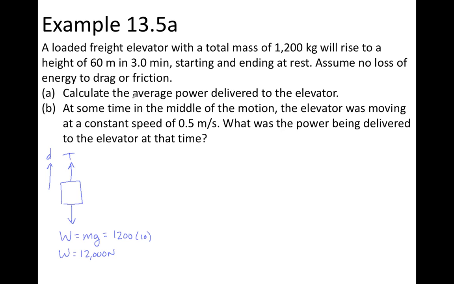Now, if we want to find the average power delivered to the elevator, in this case we're going to use that power is energy per time. And the energy that we're talking about is the gravitational potential energy that the elevator gains. In order for that to happen, the tension force is going to have to do some work, right? And so the gravitational potential energy that we're going to gain is going to be m times g times h.